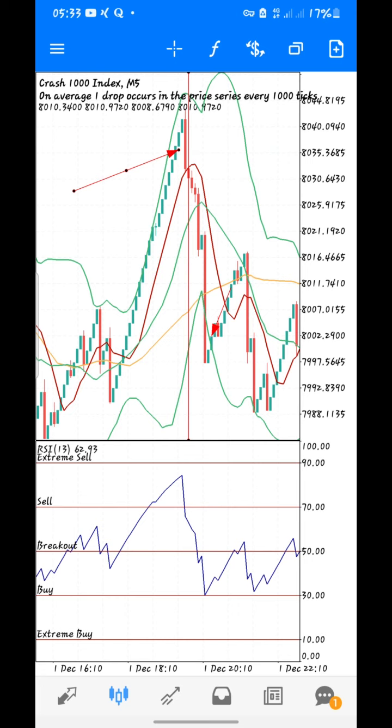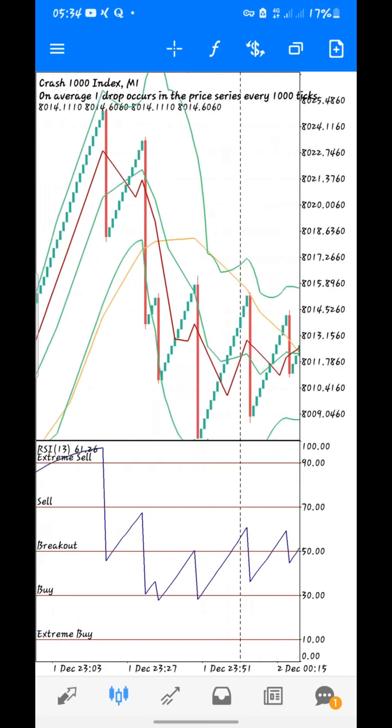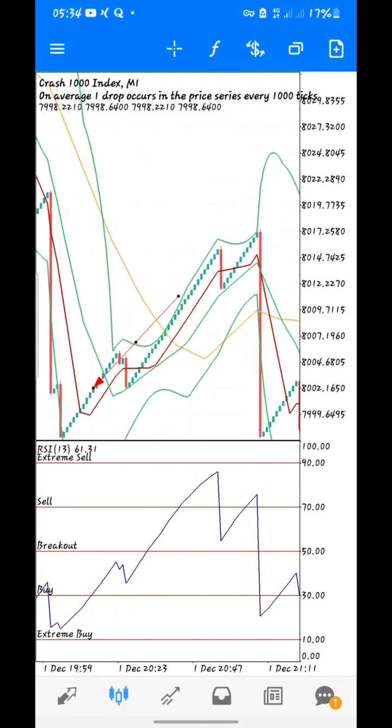Crash is for buying, then Boom is for selling, and you know that we are trading against their trends. So if Crash 1000 is in an uptrend, we are trading for the drops. If Boom 1000 is in a downtrend, we are trading for the spikes. That is how it was. So we move over to the 1 minute time frame. Let's look for that line we just marked on the 5 minute time frame.